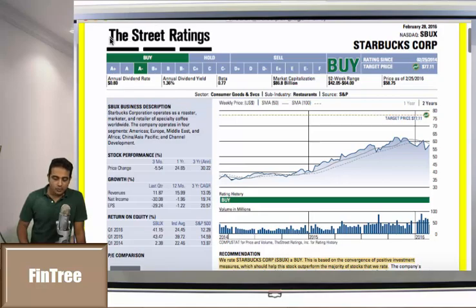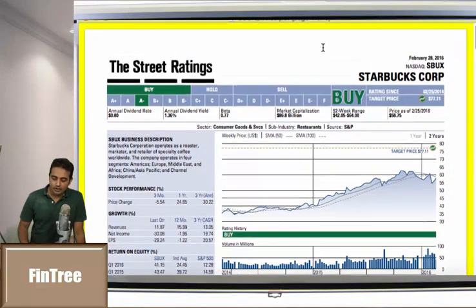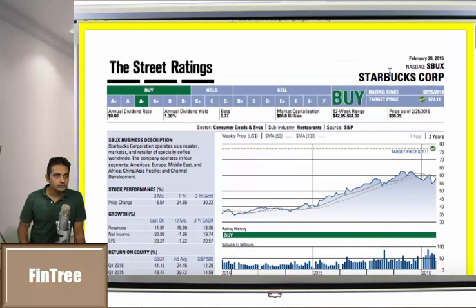So we are looking at one particular report from Street Ratings. It's a research house, but it's more of a media company, and they have a report on the Starbucks Corporation. So I'm going to show you some of the key points in this equity research report, and then we will try to link those points with all the learning outcomes that we have, so it would be much easier to imagine.